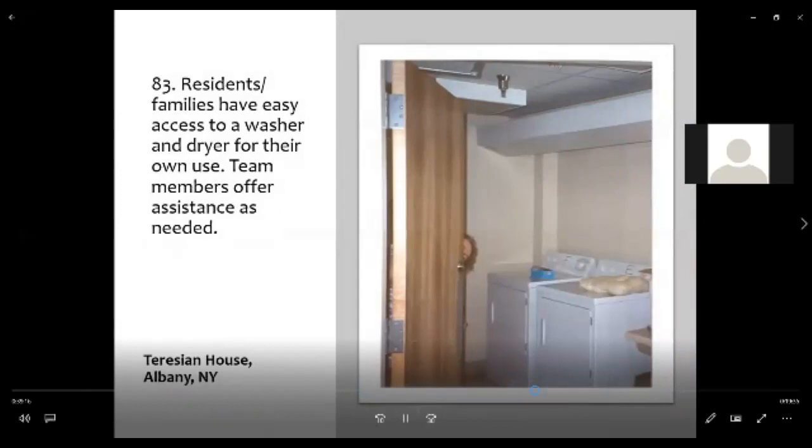Okay, 83, residents and families have easy access to a washer and a dryer. And team members, staff members assist residents if necessary. This is what culture changing homes have done, everyone. Let's just be honest, in the household model or the small house model, it's pretty natural, right? That a house would have a washer and a dryer. So that's really where we learned it, but we brought it to the tool for all nursing homes because smart nursing homes started to realize, hey, we could find a place to have a household washer and a dryer.